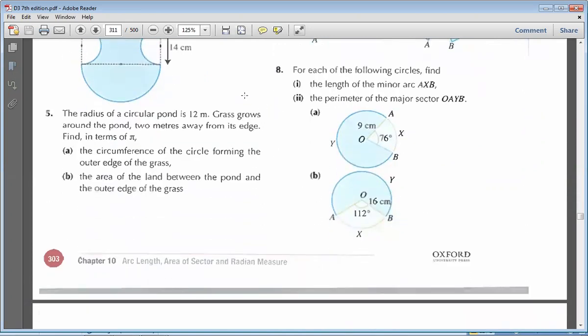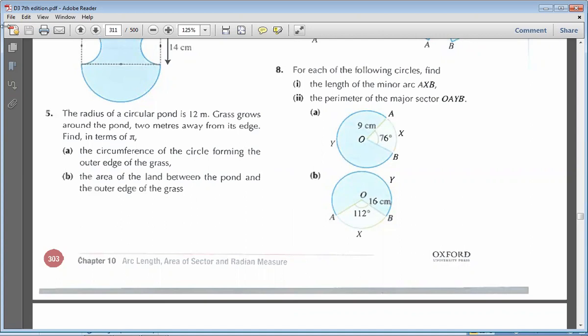Question number 8 is showing up. For each of the following circles, find the length of the minor arc AXB and the perimeter of the major sector OAYB. So we want to find out the minor arc AXB and the perimeter of the major sector.